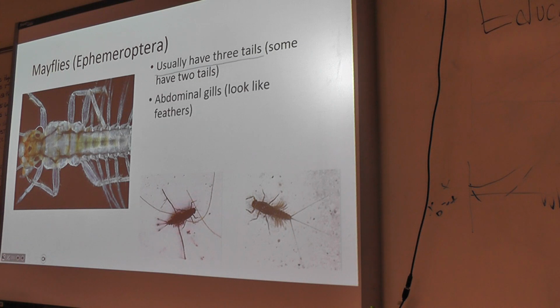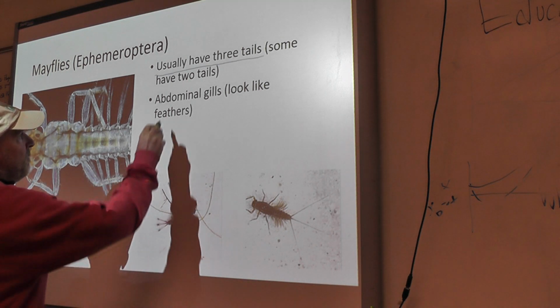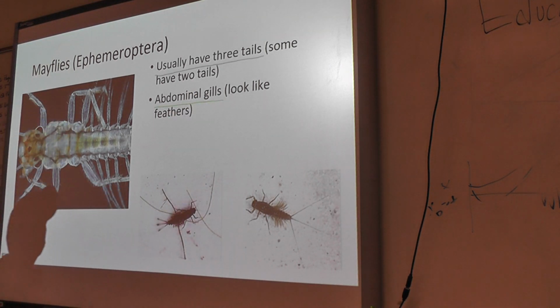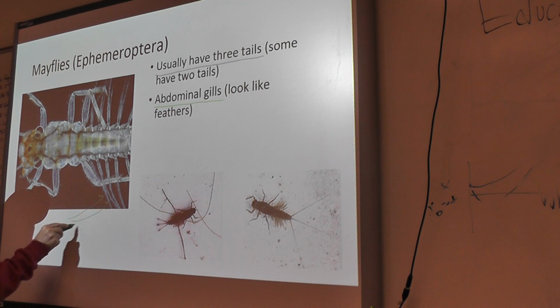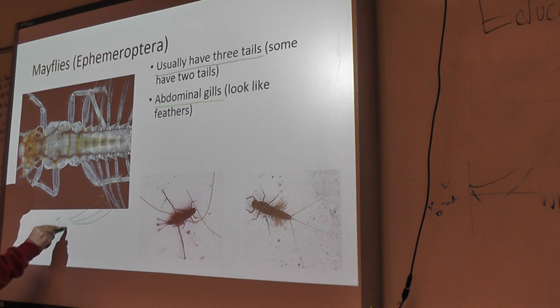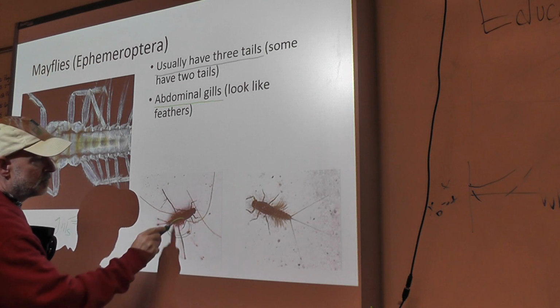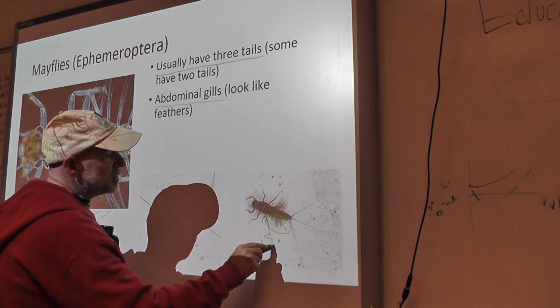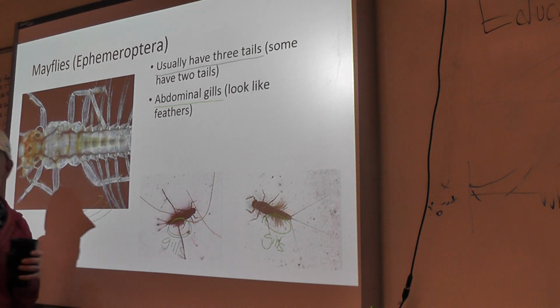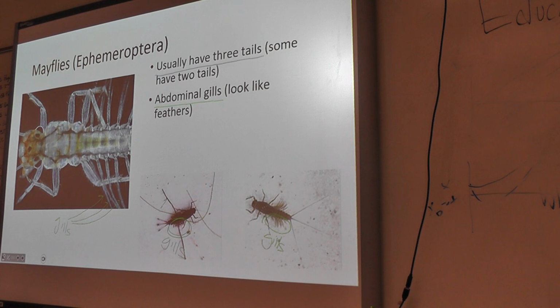If it's a mayfly, in addition to the tails as a distinguishing feature, they also have feathery abdominal gills. So these are the gills right here. You can see these long feathery things. They look like feathers, but they're not. They are what allow these organisms to exchange oxygen and carbon dioxide through water. So they have gills like fish.